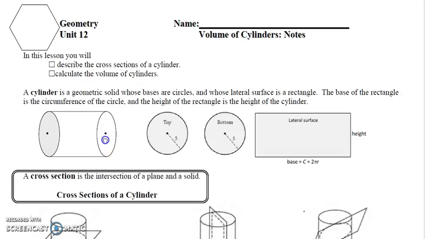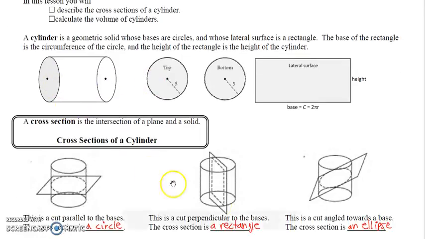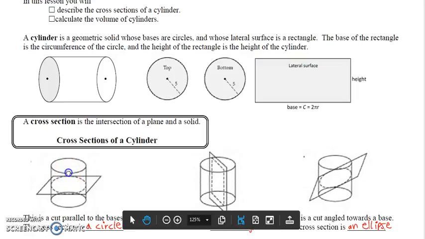So these two circles are exact copies of each other. They're called the bases. Now, a cylinder can be knocked on its side like this, or you could have a cylinder standing upright like this. Okay?